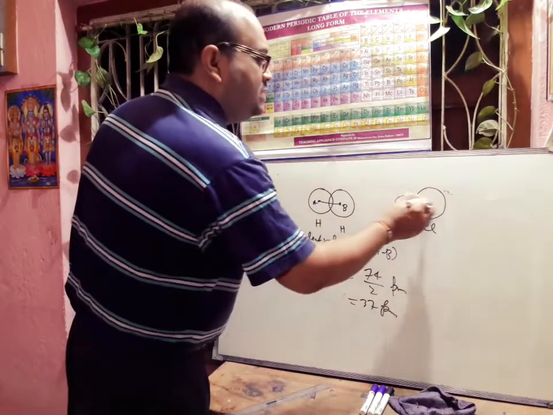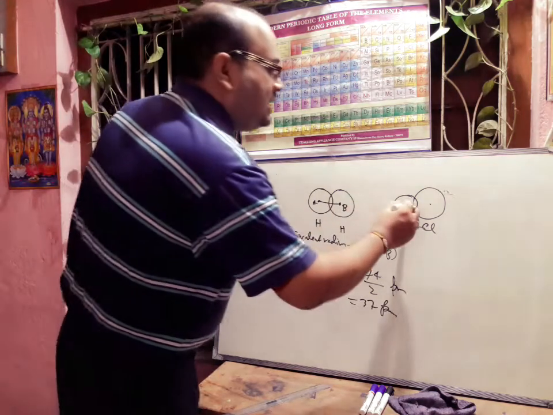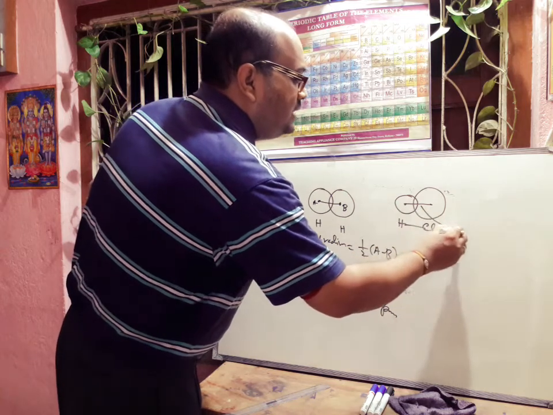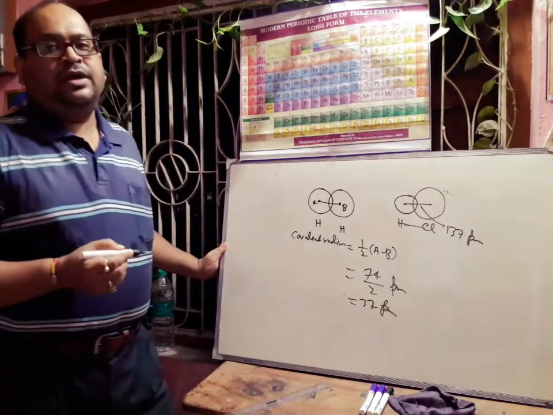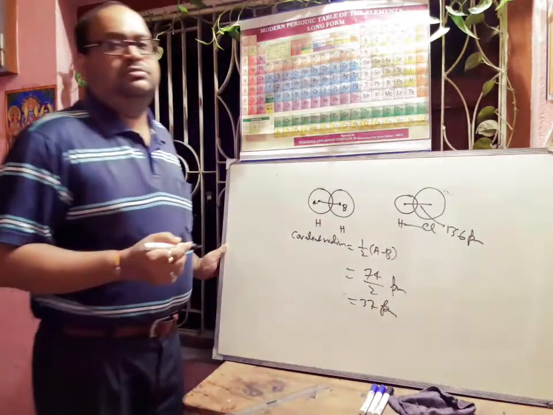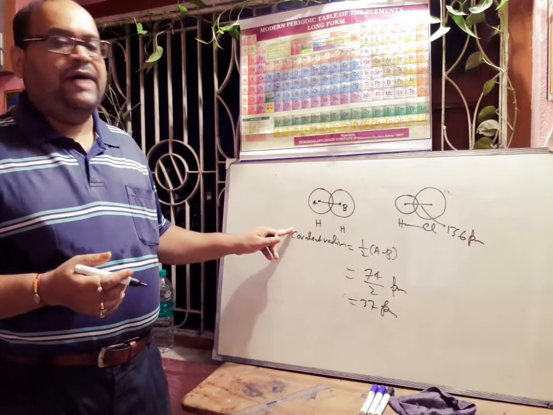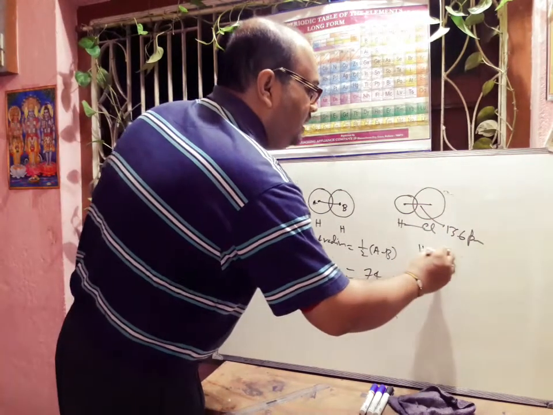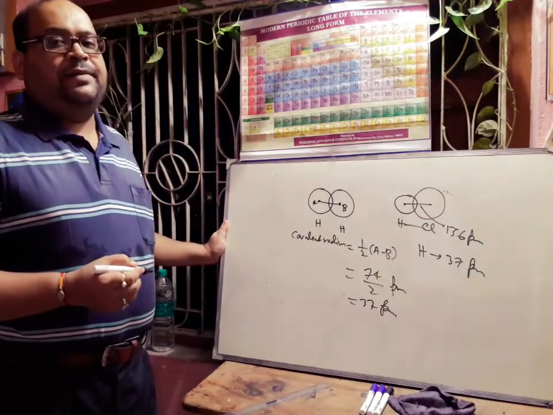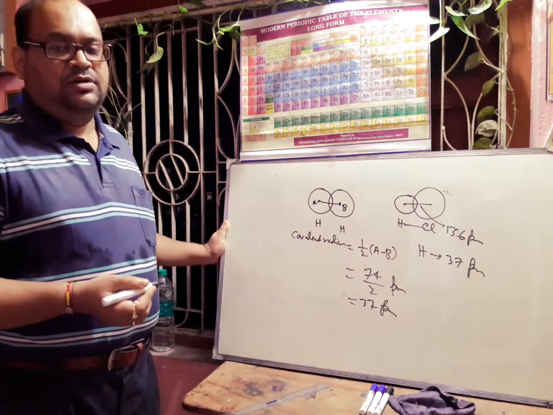Now what will be the internuclear distance of HCl? The internuclear distance between H and Cl will be 137 picometer, or 136 picometer. From the hydrogen covalent radius, we know the covalent radius of hydrogen is around 37 picometer. So from here we can easily calculate the radius of chlorine in the case of a heteronuclear molecule.